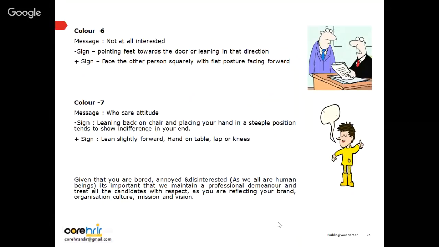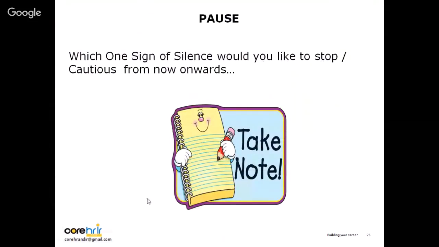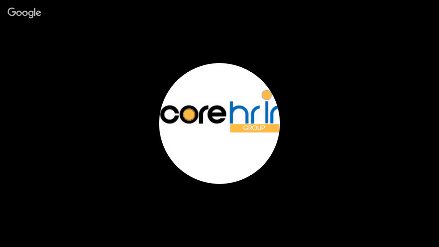And now it's time for you to think over and write on the chat box which body language you should be avoiding going forward as an interviewer. So the next slide. Yeah, so this is the question for you: which sign would you like to stop, or be cautious about from now onward? Maybe you can think for 30 seconds, as an interviewer or hiring manager, about what type of gesture or body language you exhibited in interviews that can be avoided. While you look forward, as an interviewer, to evaluating the candidate, parallelly the candidate is also evaluating you. So write on the chat box what type of things you can avoid.